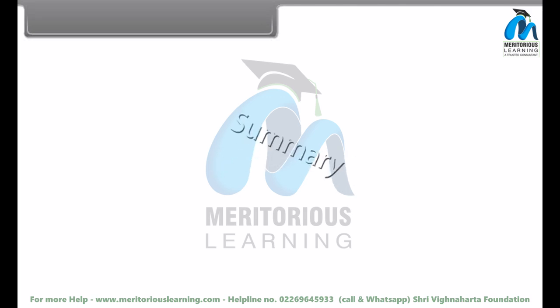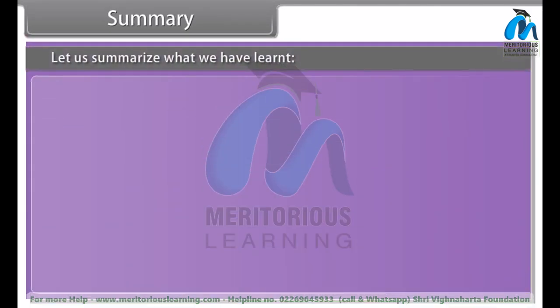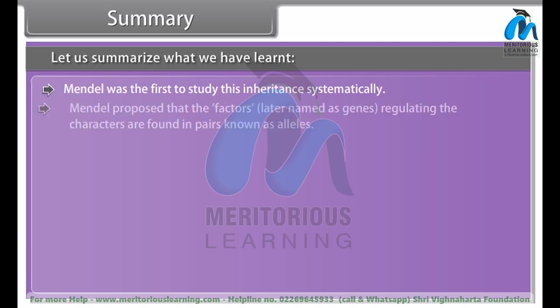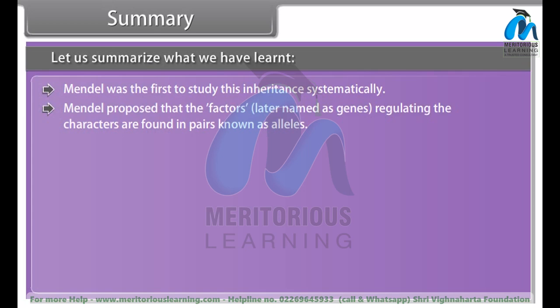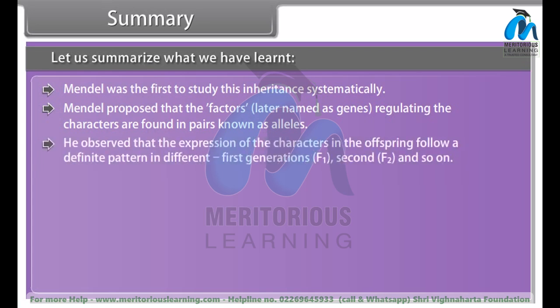Summary. Let us summarize what we have learned. Mendel was the first to study this inheritance systematically. Mendel proposed that the factors later named as genes regulating the characters are found in pairs known as alleles. He observed that the expression of the characters in the offspring follow a definite pattern in different generations, first, F1, second, F2, and so on. The recessive characters are only expressed in homozygous conditions.